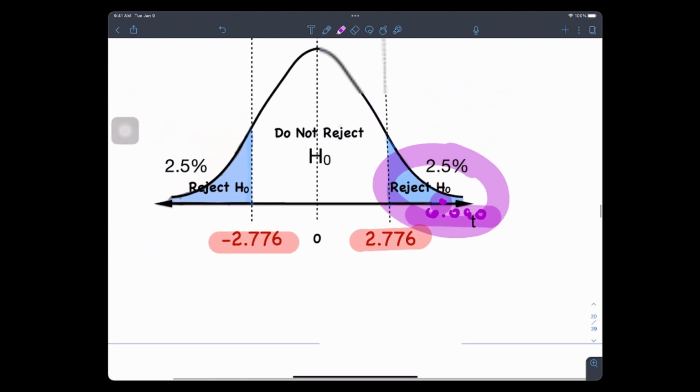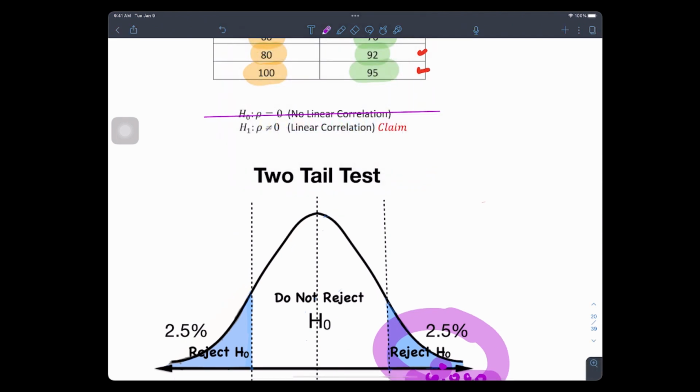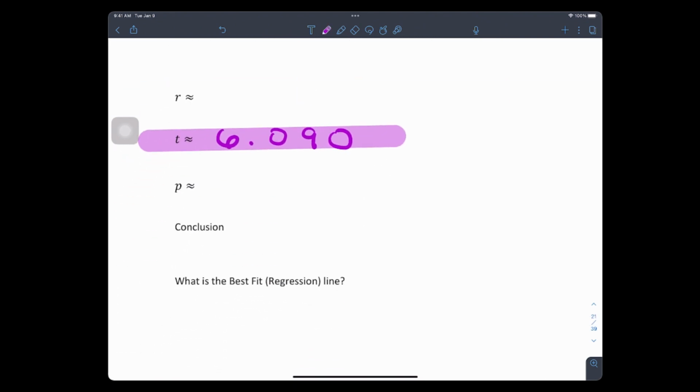What does it mean to reject that null? It means you accept the alternate. And the alternate is the claim, which is there is a linear correlation. This is your conclusion, ladies and gentlemen. You're concluding there is a linear correlation between the two. So I want you guys to know there's a conclusion. There is a linear correlation. So you guys know you're writing that down.